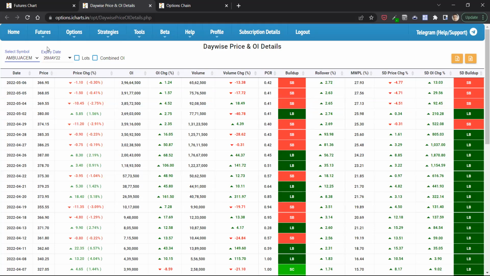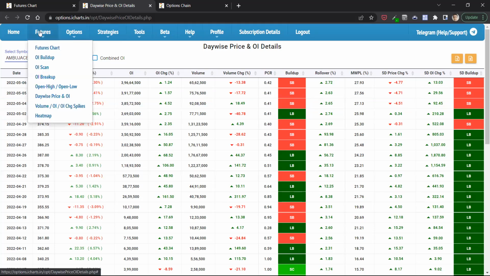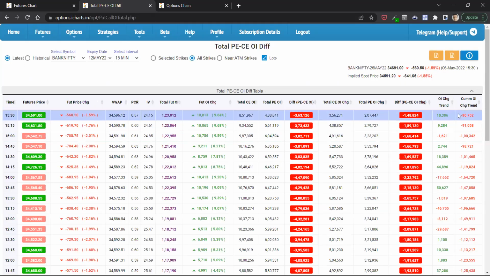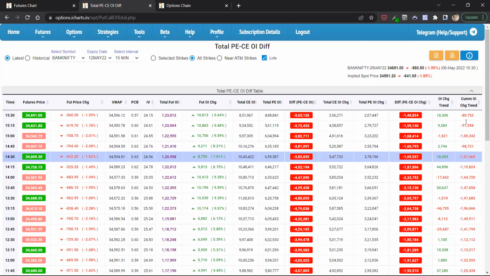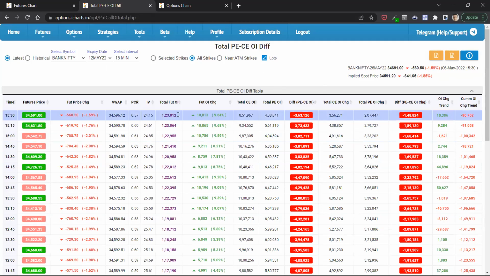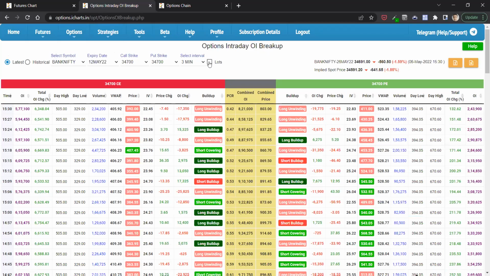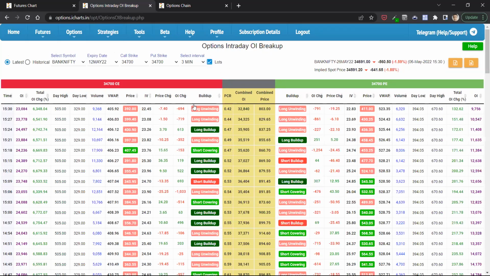And the other thing that we added recently, what was that? I think total PCOI. Yeah, this column we had removed. This column got added back, as many had requested it. Now this page has lots, which was enabled recently. So you can look at the OI change in lots. Same goes for options OI breakup. Here also we now have lots. So you can check this in lots.